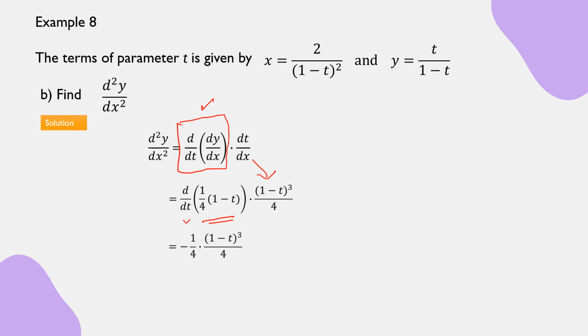So differentiate 1 over 4(1 minus t), you get negative 1 over 4, because this is 1/4 minus t/4. Differentiate 1/4 is 0. Differentiate negative t/4, you get negative 1/4. So times (1 minus t) to the power of 3 over 4. So that means the answer is negative 16(1 minus t) cubed.